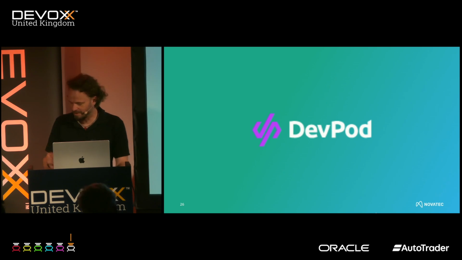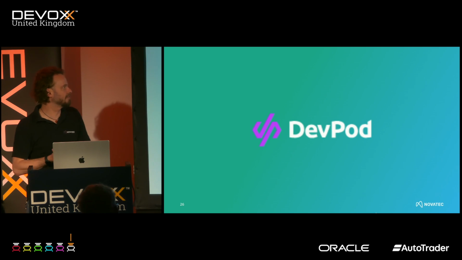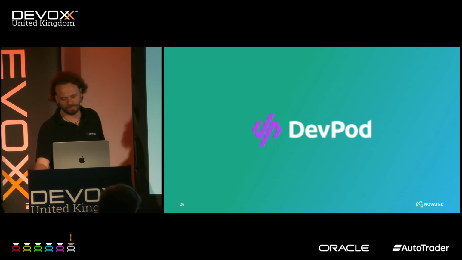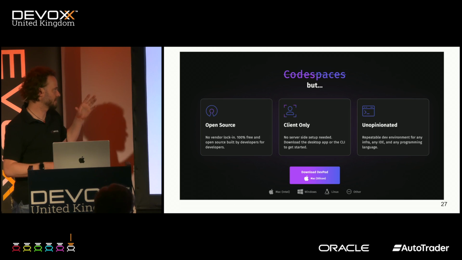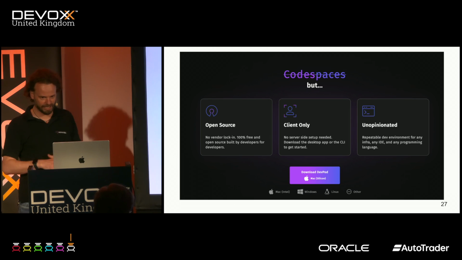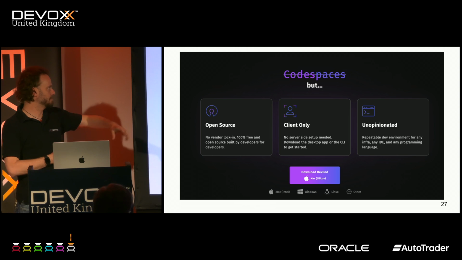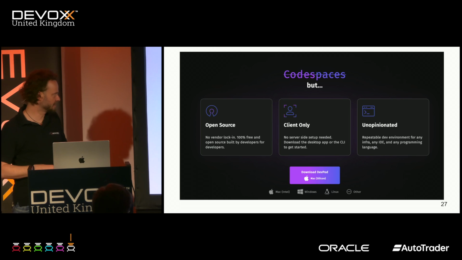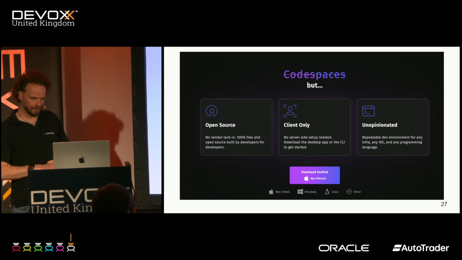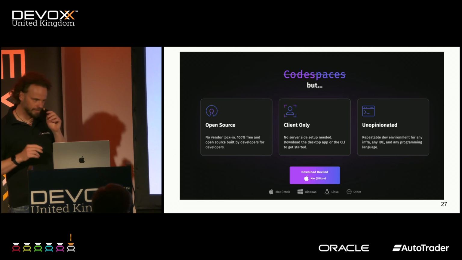This is kind of different from an architectural perspective. So if you go on their website, and I mean this screenshot is like a couple of weeks old, maybe it has changed, you see kind of a clear pitch. So it says Codespaces, but different. So this one is open source, this one is client only and unopinionated. And this client only is a very important thing.